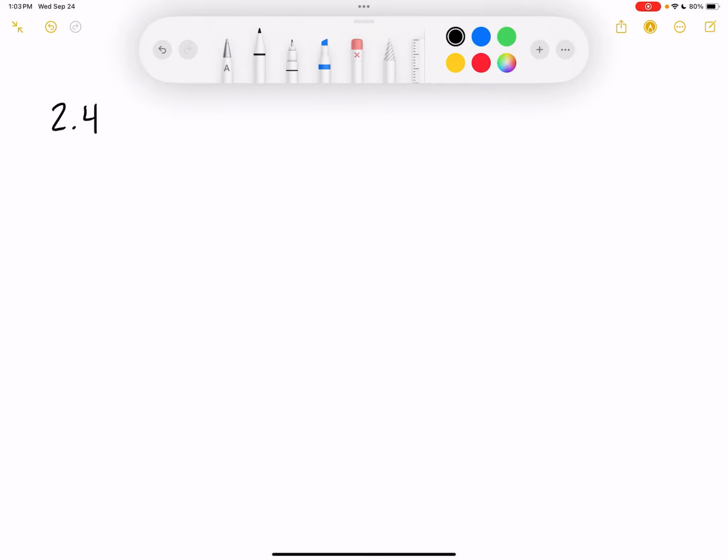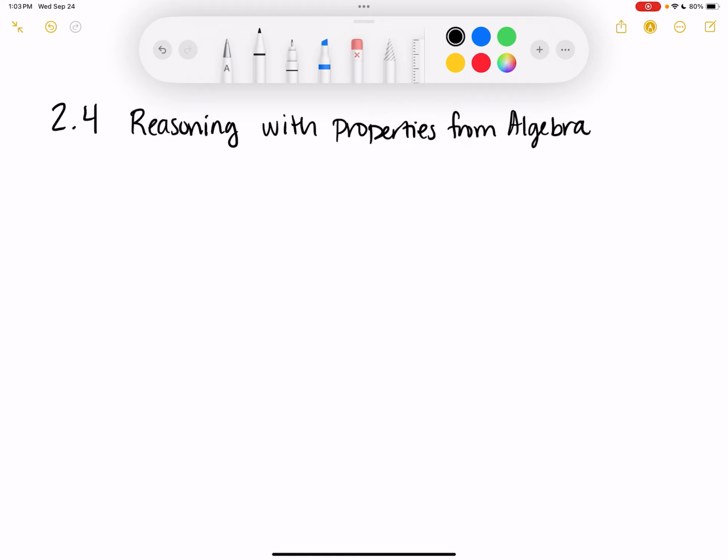2.4, reasoning with properties from algebra. All right, so the first few basically give you one of the properties, and it wants you to say, because of the property, why we can do what the if-then statement is.